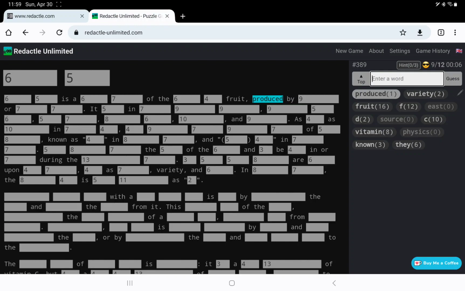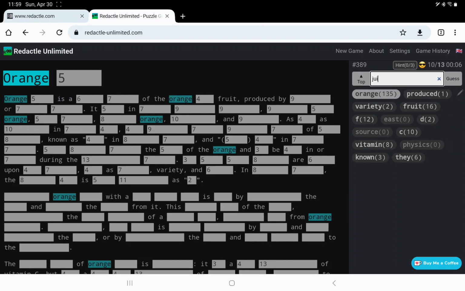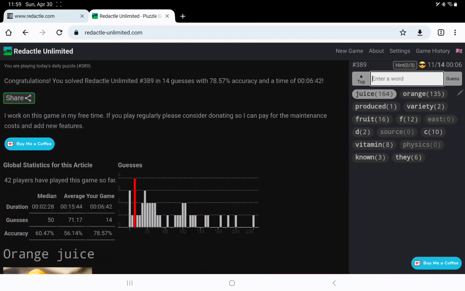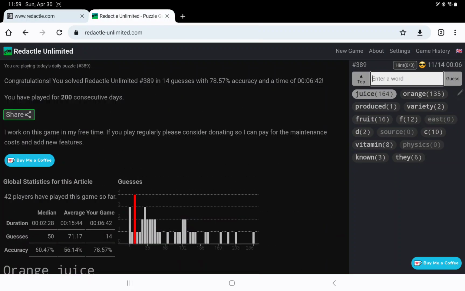I'm thinking of the obvious thing would be a drink that is produced from a fruit would be orange juice. Let's see. There we go. Woohoo! So 14 is not too bad. I think maybe if I thought about it a little more deeply, might have got it quicker, but I'll definitely settle for 14. I've played for 200 consecutive days.